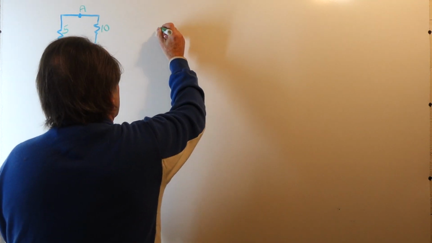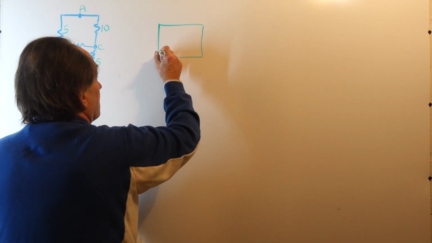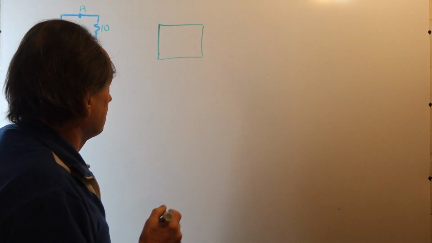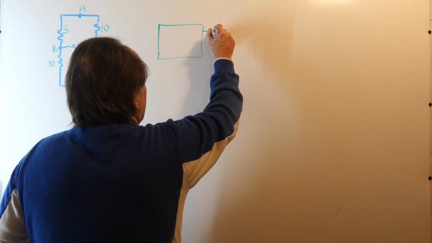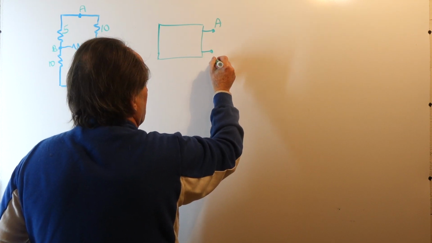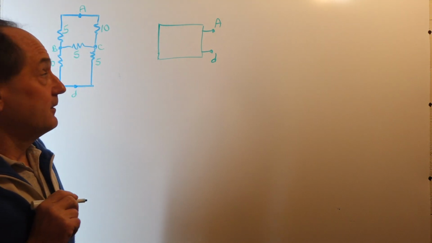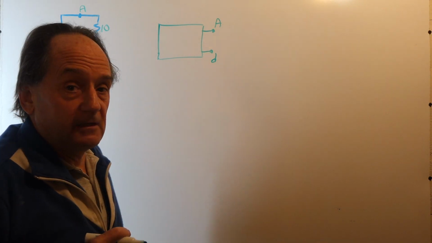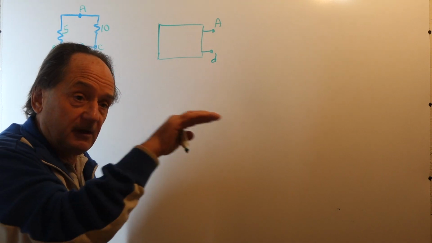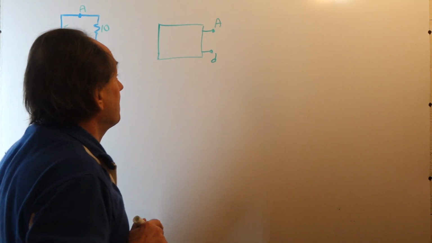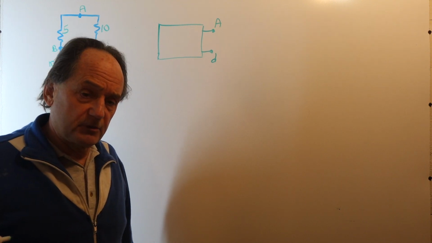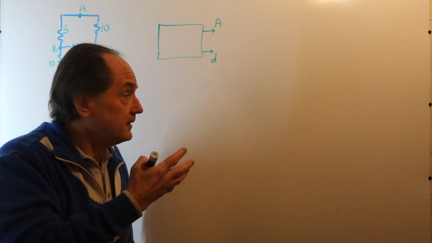Say we have a network. It can be composed of any number of sources, resistors, capacitors, inductors. And if we have two nodes accessible to this network, say A and D, which can be any two nodes within the network, and we want to find the equivalent Thevenin impedance looking into that network, there are two things we can do. One, we can set all the sources within the network to zero.